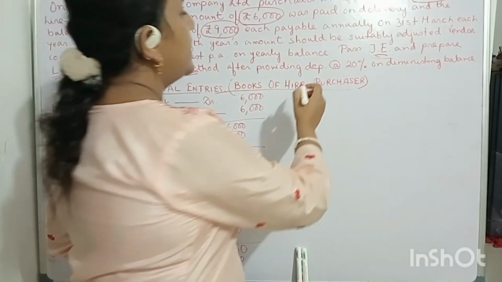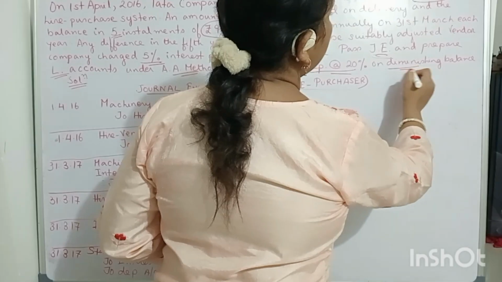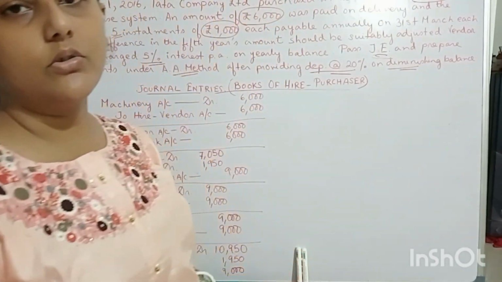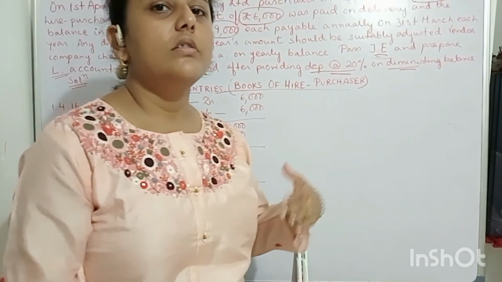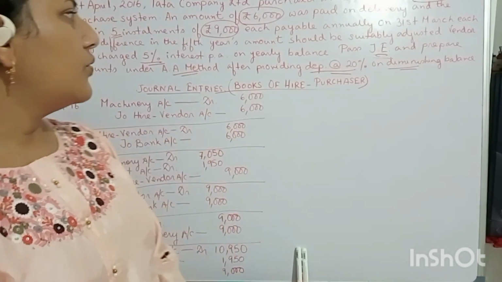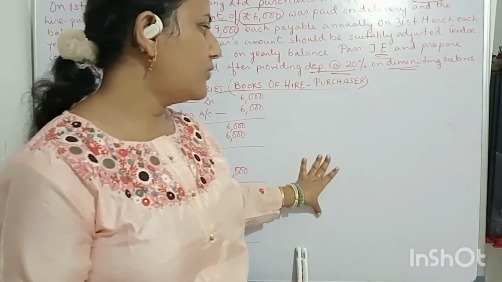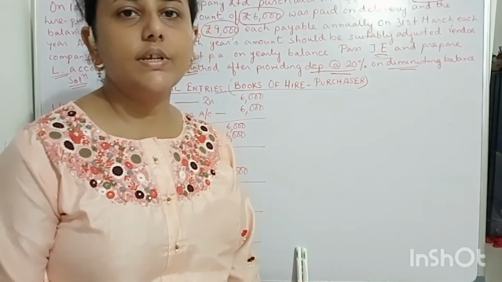After providing depreciation, what is the amount of depreciation? It is 20% on the diminishing balance method, which means every year the value of depreciation will go on decreasing. So it is 20%. The interest calculation you can do by yourself.